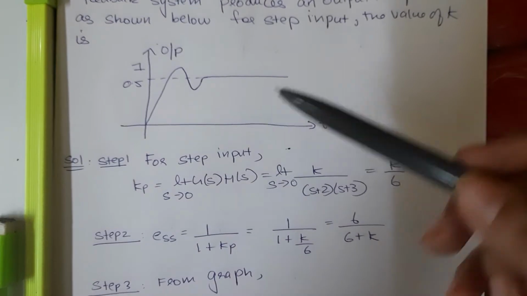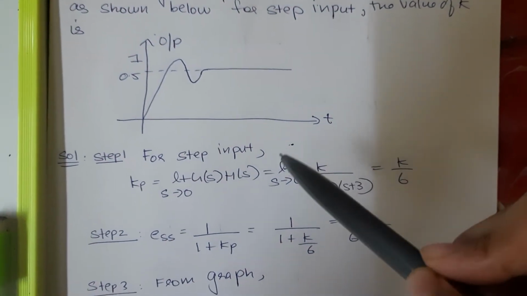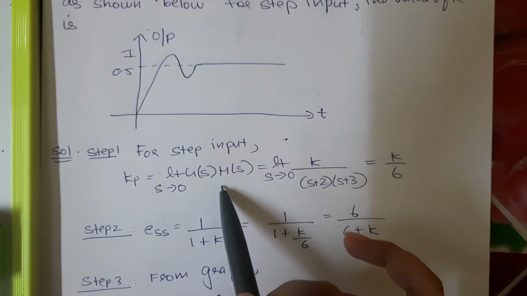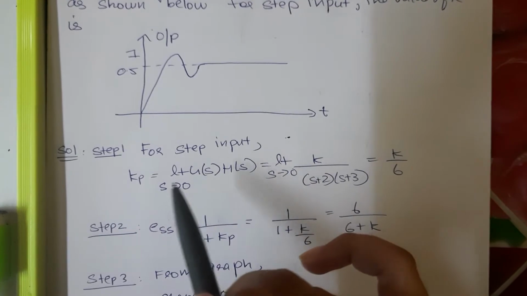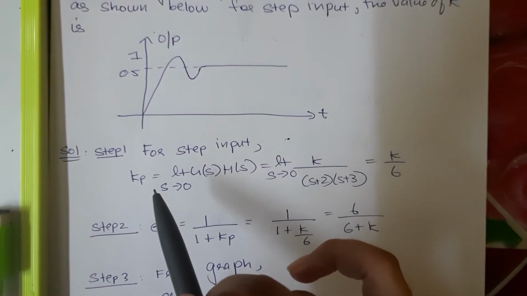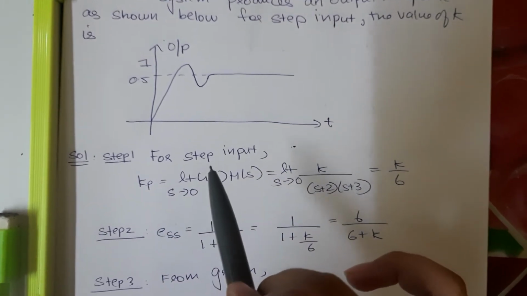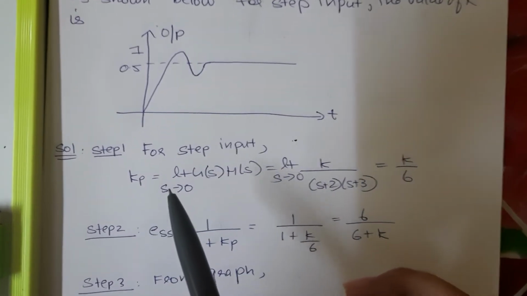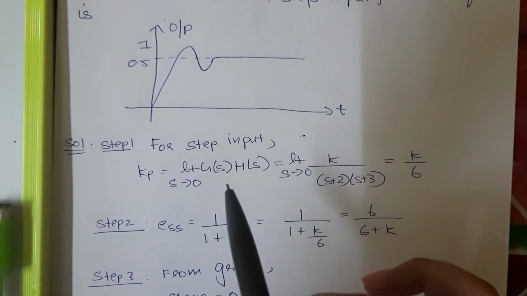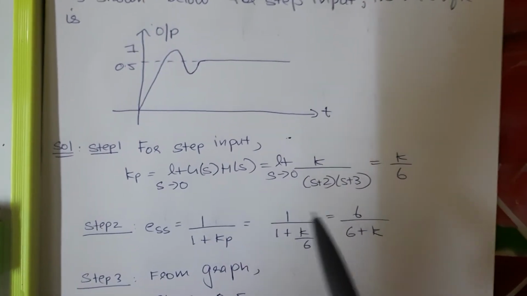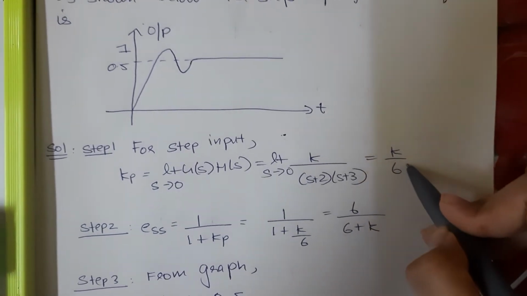Step 1. Now, as we know that it is a step response, we have a general formula for calculating. We will first start by calculating Kp. Kp is nothing but the position constant, especially for step input, which is given by limit G(s) into H(s) when s tends to 0. And when we calculate that, we get the limit value as K by 6.